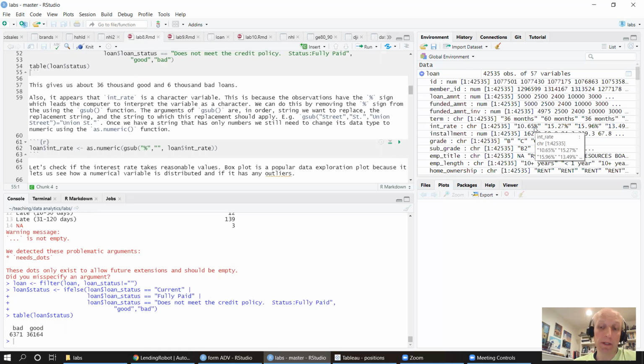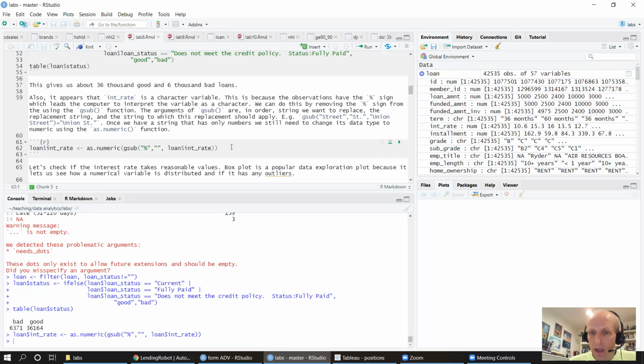We can get rid of the percent sign by using the gsub function, where we specify which character we want the function to find, or which pattern, which string, because it doesn't have to be just one character. It could be a whole pattern of characters like street or road. And if you want to replace it with something else, we specify that as the second argument. In this case, we want to replace it with nothing, just empty space. And it's the interest rate that we want to replace. And of course, even after we take out the percent sign, it's still a character field. So we're going to wrap it in the as.numeric function, and interest rate is now going to be, where is it?